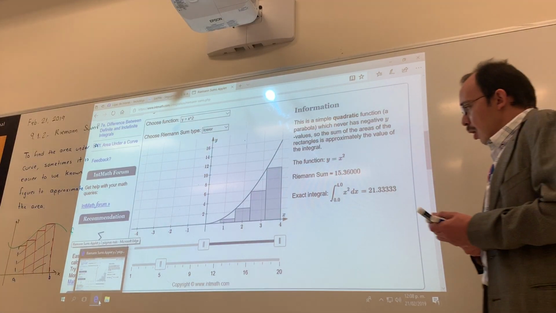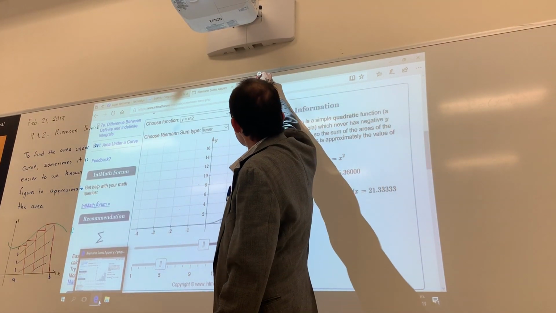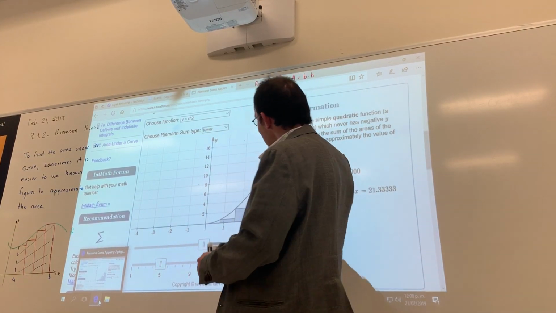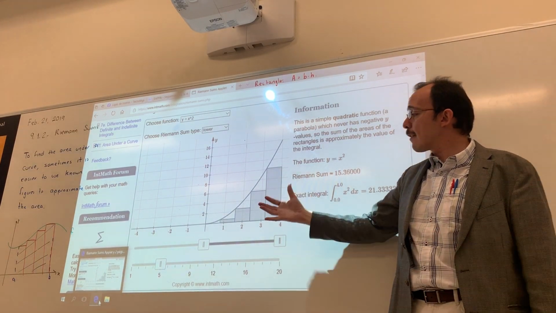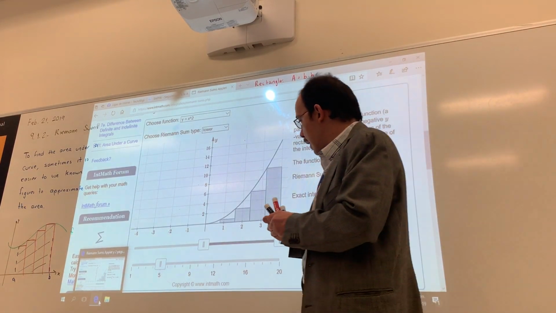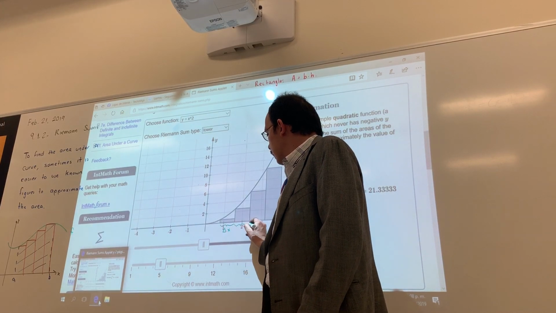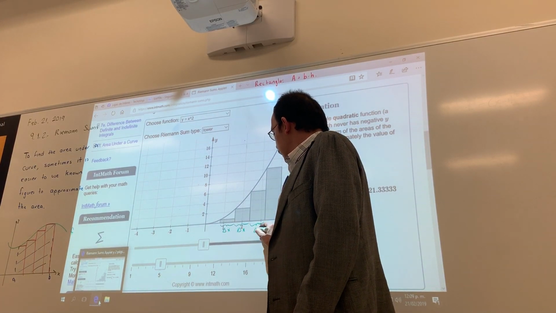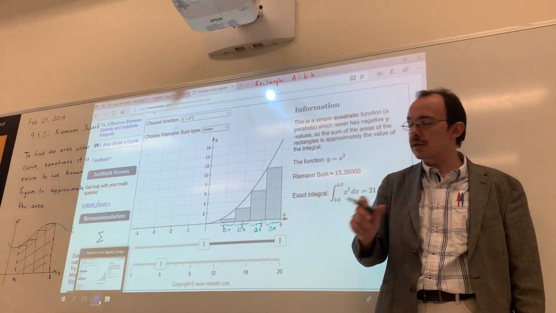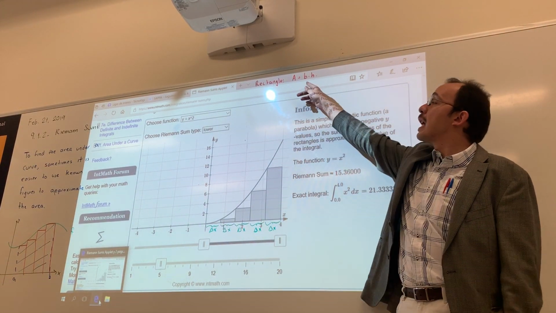In this case, what will be the area of a rectangle? For a rectangle, the area is base times height. But in this situation, what is my base and what is my height? Well, this base here is going to be called delta x. Why delta x? It's a difference in the x value. This is going to be the base.